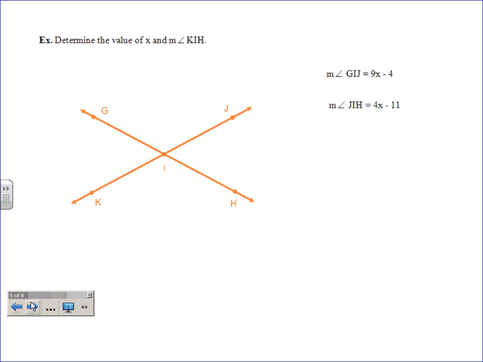Determine the value of x and the measure of angle KIH. Okay? Well, it tells me over there that angle GIJ is 9x minus 4. All right, well, we better put that in there. I gave you this picture, right? Okay, good. 9x minus 4. And angle JIH is 4x minus 11. They want x and angle KIH.